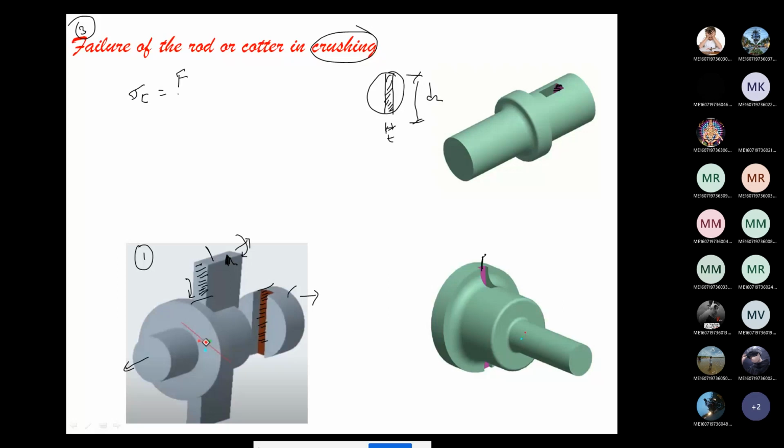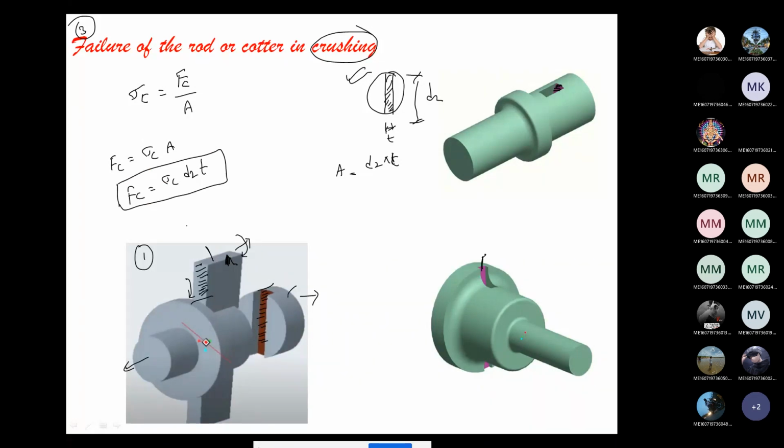The basic equation: stress equals force by area. Since it is crushing, I'm writing C here. So Fc equals sigma c into A. What is the area? From the figure, the area is d2 into t. So Fc equals sigma c into d2 into t. This equation is called the crushing resistance for the spigot rod.